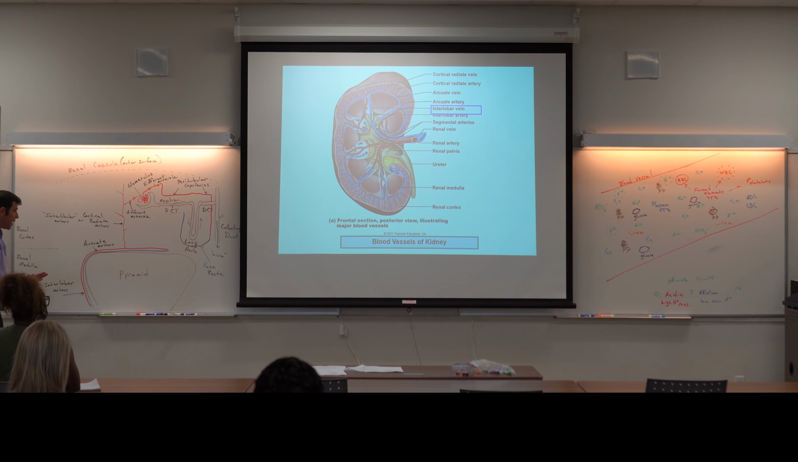From interlobar veins, here's a difference between the arteries and the veins. In the vein side, these interlobar veins run directly into the renal vein. There are no segmental veins where there were segmental arteries. So hopefully that got us all the way through the flow chart.